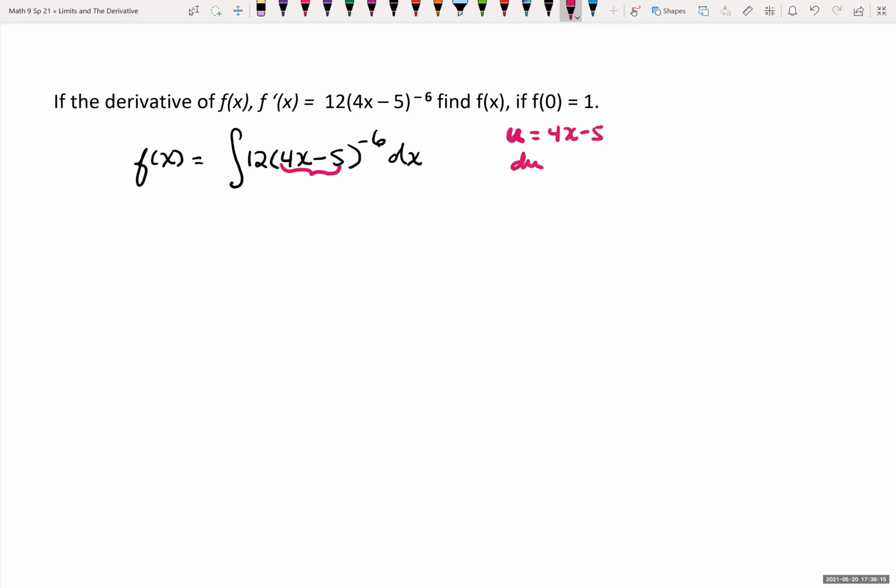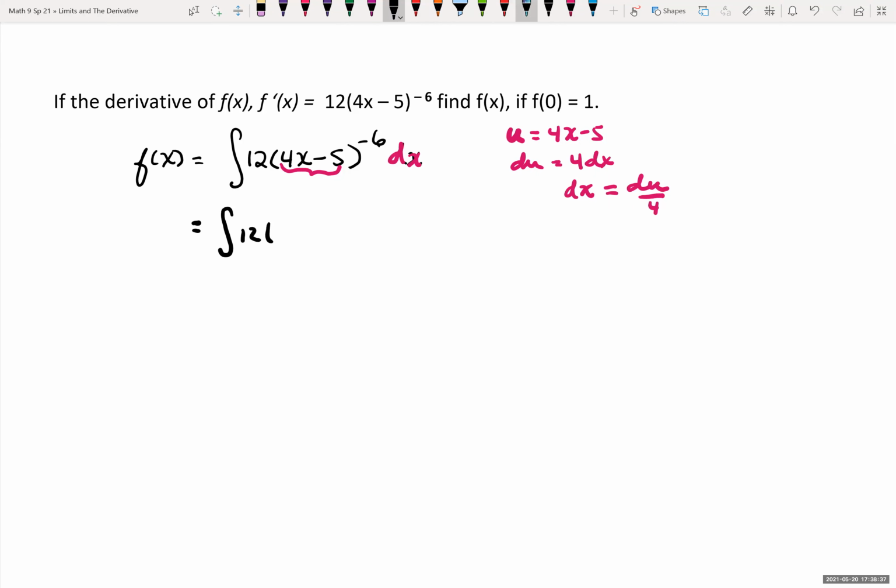Differentiate both sides. Derivative of u is 1, du equals the derivative of 4x minus 5, which is 4 dx. So we need to figure out what dx is in terms of du. So divide both sides by 4, we get dx is equal to du over 4. So now we're going to go back in and plug in what we had chosen to be our substitution.